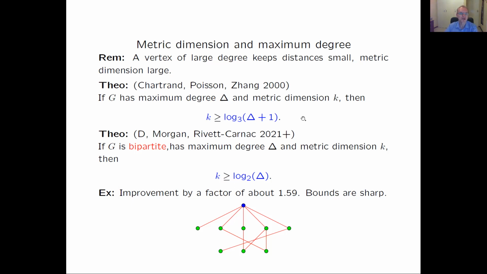And we managed to show that if our graph is bipartite, then this can be improved to log base 2 of delta. And that's an improvement by a factor of about 1.59. And both bounds are sharp. I've given one example, but I don't have the time to explain that here.